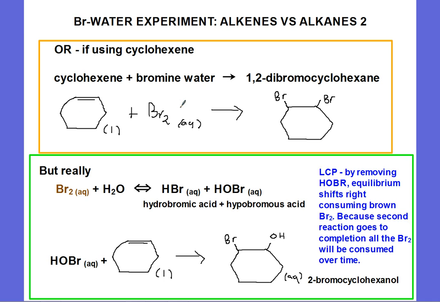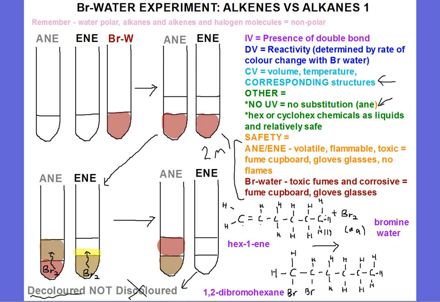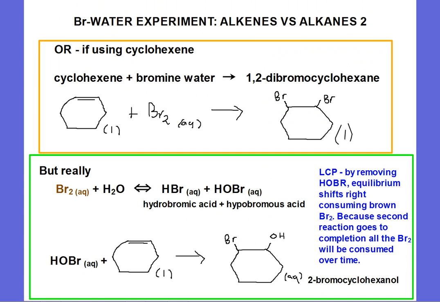It's reacting with the aqueous bromine water, and it's turning into this chemical here, which will be a liquid. It won't be aqueous, it won't dissolve in water because it's non-polar, and it's 1,2-dibromocyclohexane. Just want to slip back a slide to make sure. This should have also been a liquid, it won't dissolve in the water. 1,2-dibromohexane is also a liquid.